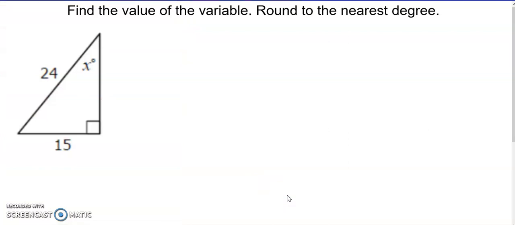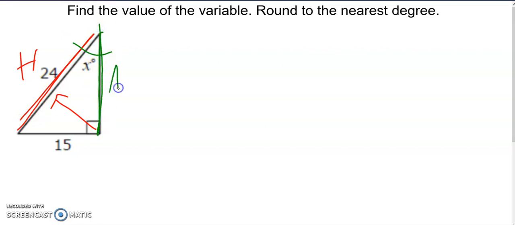So let's try it. Let's find the value of x right here. Well, the first thing I'm going to do is label all the sides. Across from the right angle, we have the hypotenuse. This side is the hypotenuse. Draw an arc through the angle. Even though I don't know what that angle is, that's still the angle we're talking about, which makes this side adjacent. And then my leftover side, the one all by itself, is opposite. So the sides we have are hypotenuse and opposite.